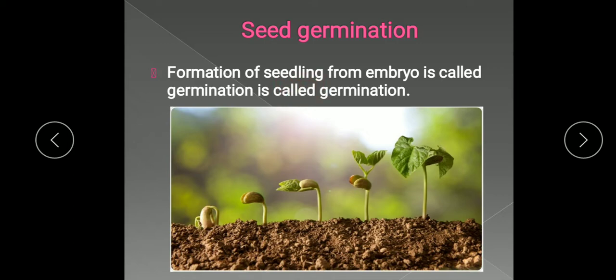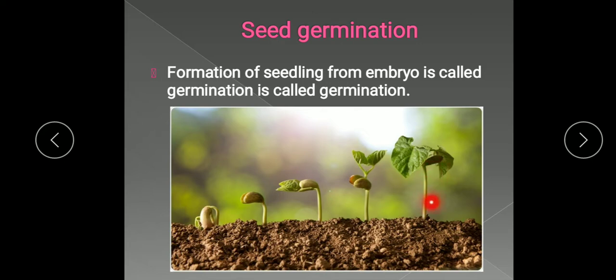So when the seed is placed in the proper conditions necessary for seed germination, that is some water and oxygen, and when it is placed in the soil under the proper conditions, then it becomes active and the seedling develops from the embryo. So you can see here, this is the seed and the embryo plant is developing inside it by getting nutrition from the cotyledons, and you can see this tiny plant comes out. So this formation of seedling from the embryo plant is known as germination.